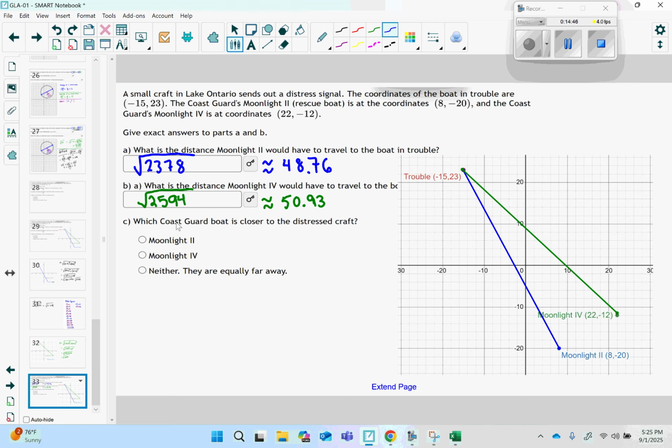That should make intuitive sense, but even if it doesn't, if you take the square root of each number in your calculator, you would get a decimal answer for each of those. So for the first one, I got 48.76 approximately, and for the second one, 50.93. So that is confirming that the distance in part A is the shorter distance. So we would choose the answer Moonlight 2 for the boat that is closer to the distressed craft.